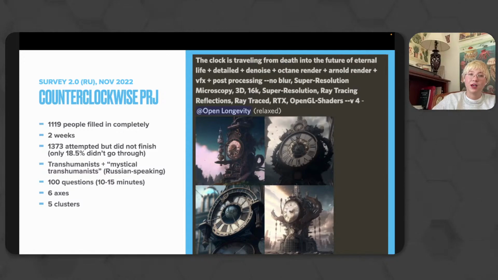And in the end, we managed to apply the tools and cluster people into interesting groups. To the right, you can see an example of pictures which we were creating with Midjourney, and you can use the prompt that I'm giving you here to create the same pictures. So what did we learn from this 1,119 people survey in Russian?